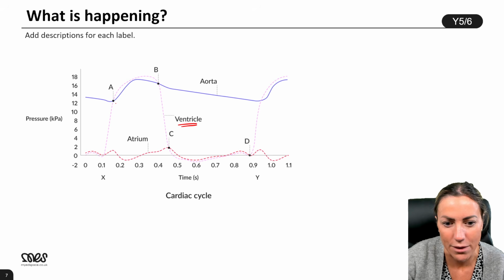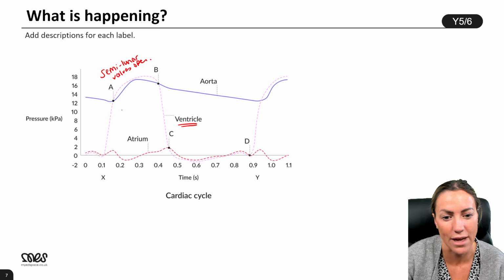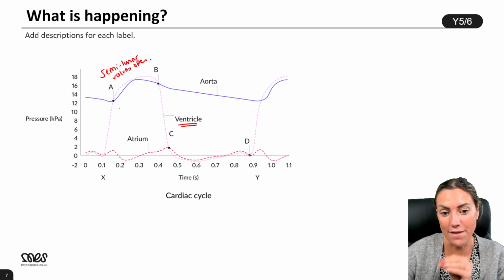So what's going to happen? Have a little think. If the pressure in the ventricle is exceeding the pressure in the aorta, that means the semilunar valves open. Okay, and this means blood is going to be leaving the left ventricle and going into the artery as the ventricle contracts.